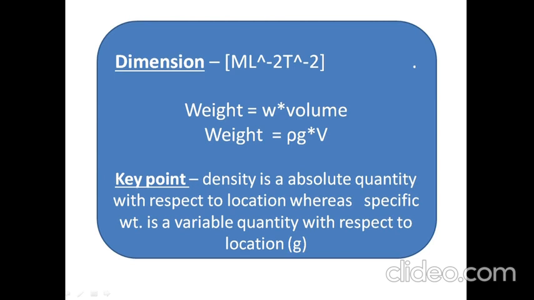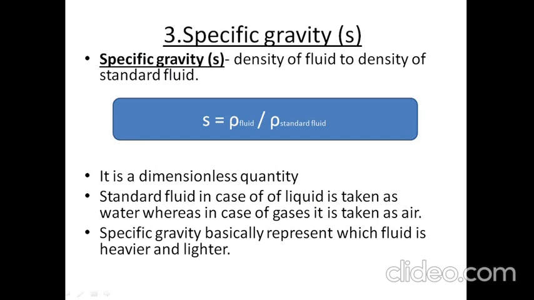Here the key point is that density is an absolute quantity with respect to location, whereas specific weight is a variable quantity with respect to location. Now the third property is specific gravity. Specific gravity can be defined as the density of fluid to the density of a standard fluid. It is a dimensionless quantity. A standard fluid in case of liquid is taken as water, whereas in case of gas it is taken as air. Specific gravity basically represents which fluid is lighter and which fluid is heavier.